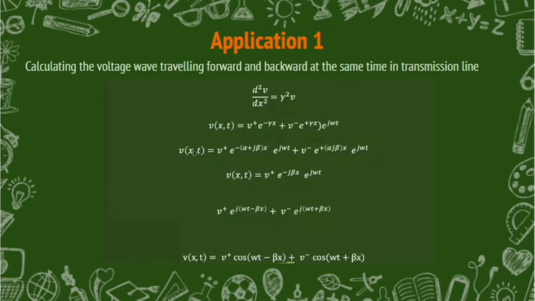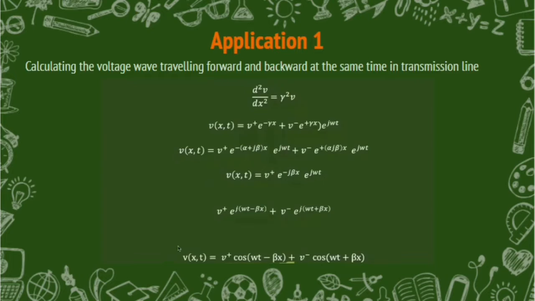As we can see here, this gamma is equal to alpha plus beta j. Alpha is the attenuation constant, whereas beta is the phase constant. So we can assume this as a lossless transmission.